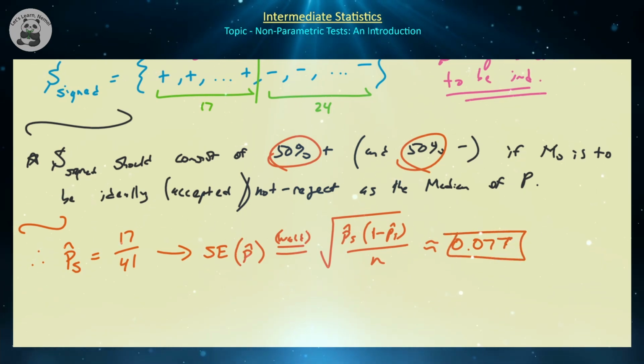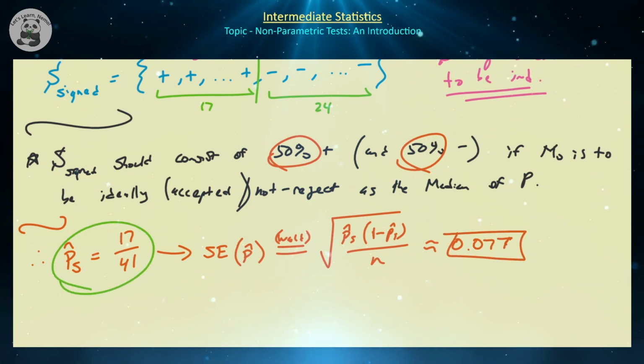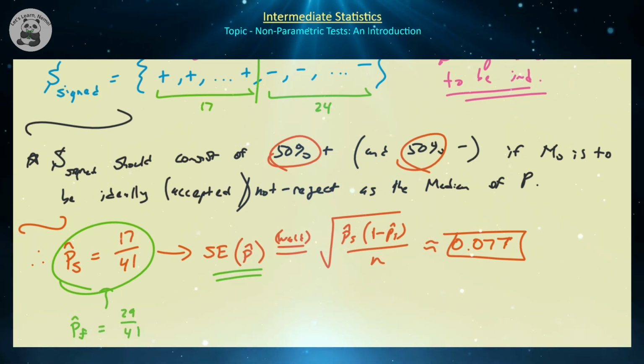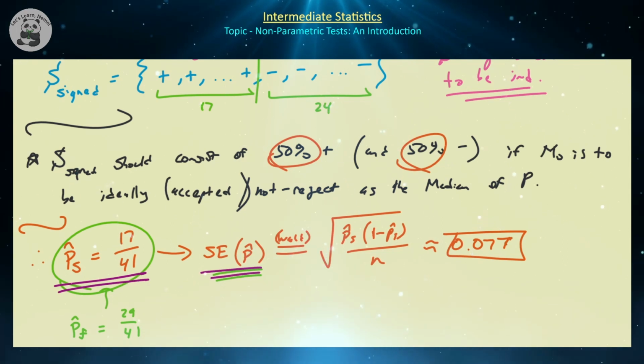0.077. Right? Now, again, you could use the p hat for failures. Your standard error wouldn't change in that case. You will get equivalent results, even though our p hat s and p hat f are complements of one another. In our particular case, p hat f would be equal to 29 over 41. So as long as you're using one, that's particularly okay.